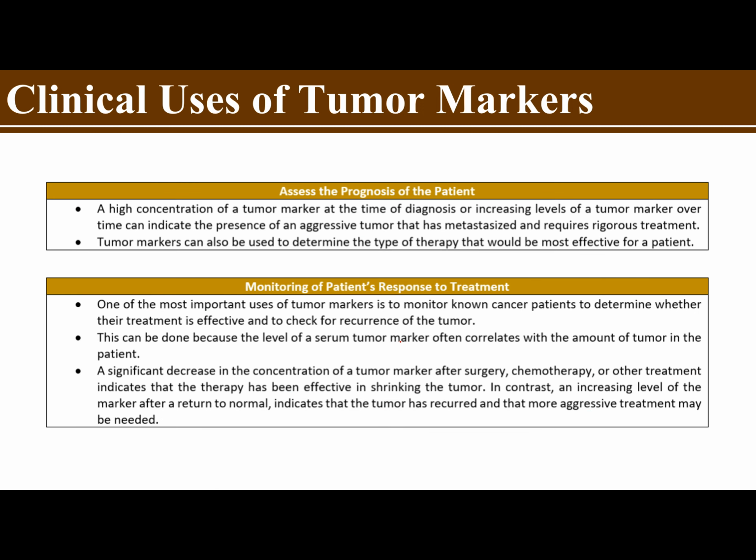Then it can also be used, class, in assessing the prognosis of the patient. So a high concentration of tumor marker at the time of diagnosis or increasing levels of a tumor marker over time can indicate the presence of an aggressive tumor that has metastasized and would require rigorous treatment. Tumor markers can also be used to determine the type of therapy that would be most effective for a patient. To simplify this, class, basically this would identify the stage of the cancer.